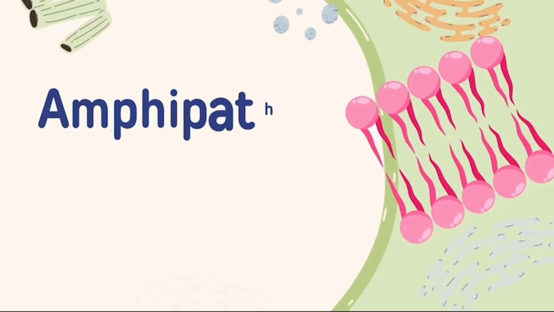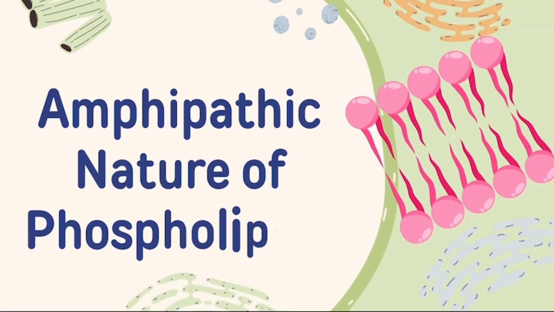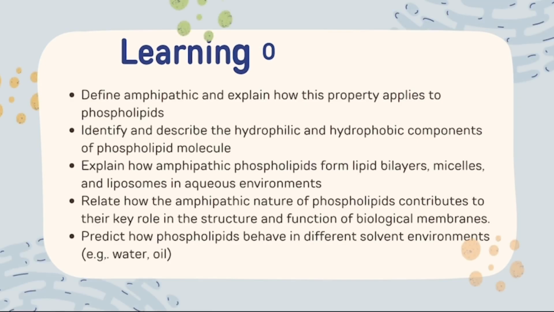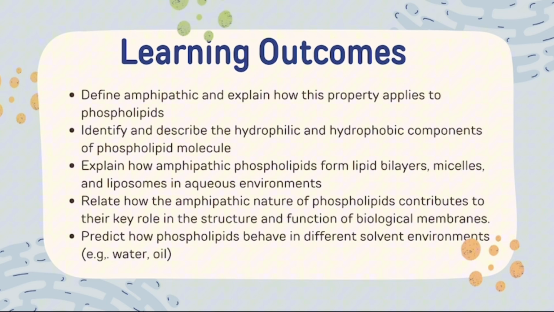Hello Bond and learners. For today's topic, we are going to learn about the amphipathic nature of lipids. At the end of the lesson, students will be able to define amphipathic and explain how this property applies to phospholipids. Second, students will be able to identify and describe the hydrophilic and hydrophobic components of a phospholipid molecule. Third, students will be able to explain how amphipathic phospholipids form lipid bilayers, micelles, and liposomes in an aqueous environment.